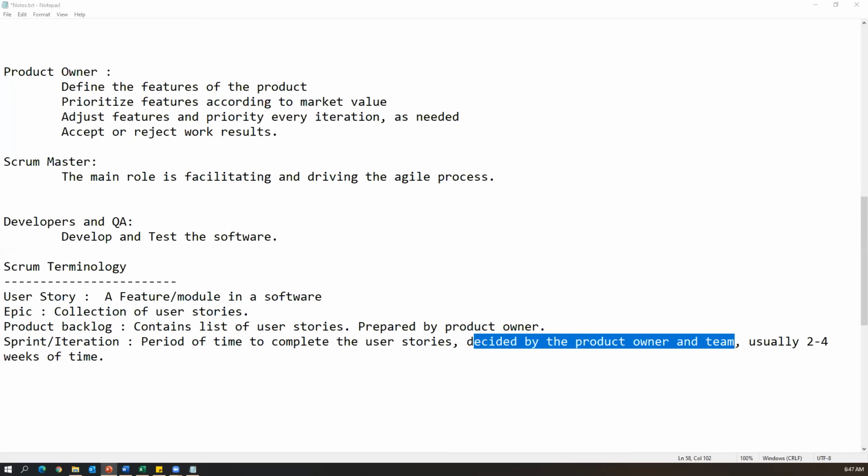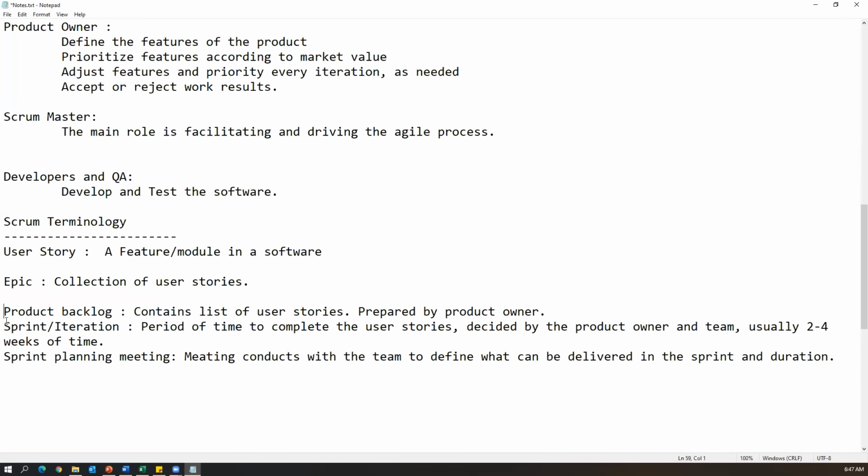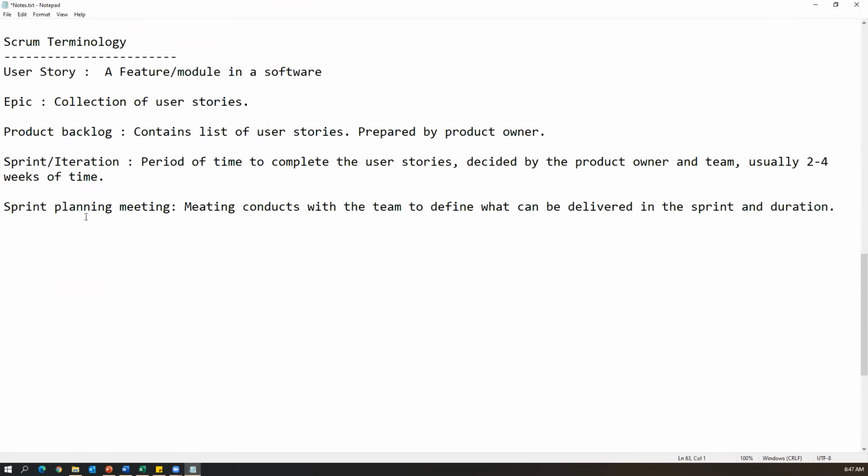Now the next term, sprint planning meeting. So what is a sprint planning meeting? A sprint planning meeting is a meeting conducted with the team. The team is nothing but, again, the product owner, scrum master, development team, testing team, everybody involved in the team, to define what can be delivered in the particular sprint or duration. So the sprint planning meeting is conducted by the team to define what can be delivered in the sprint.